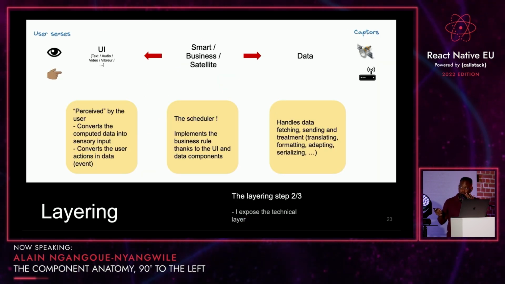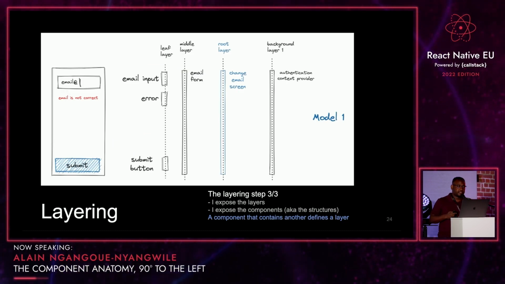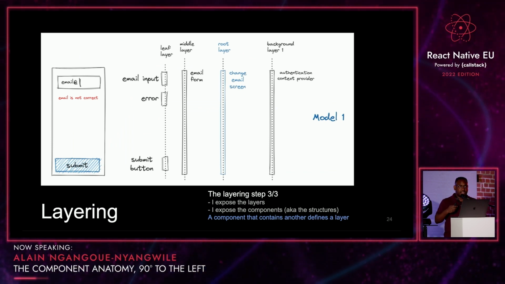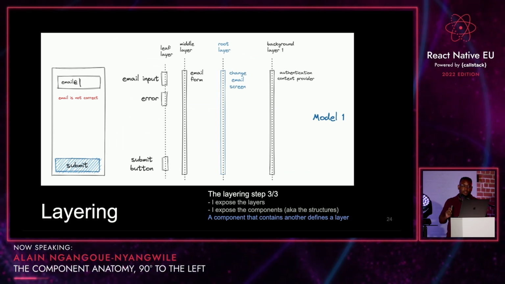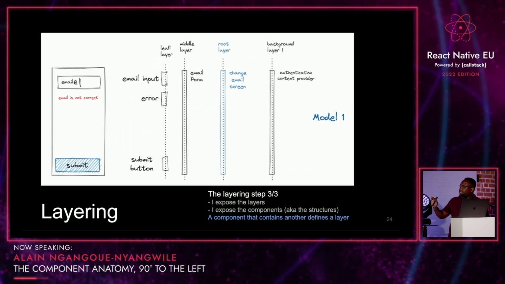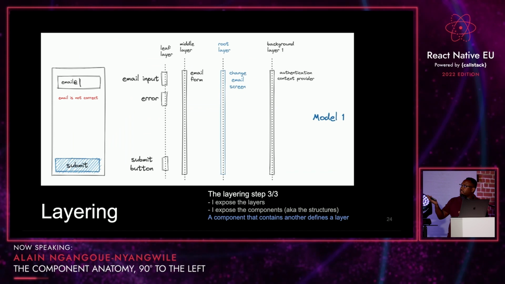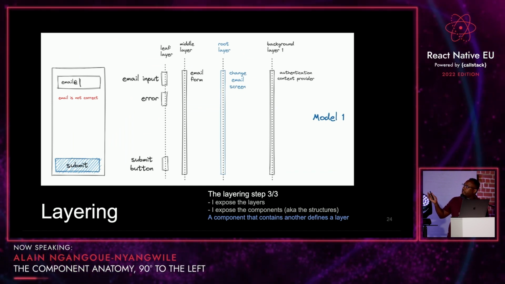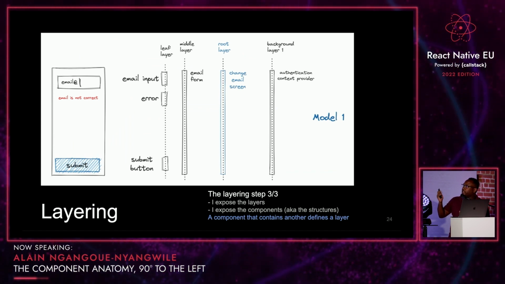So how to apply it? After having exposed the hardware context, we need to expose the layers. The rule is really simple. A component that contains another component defines a layer. So in this example, the change email screen will be the root layer, and we have a middle layer for the email form and a leaf layer.